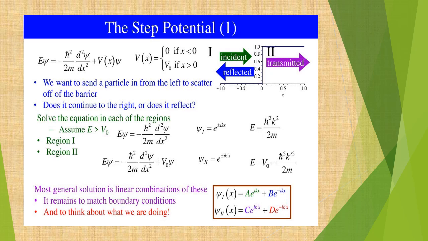Here are the equations for region 1 and 2 from the Schrodinger's equation, and the condition will be V of x equal to 0 and V naught. So at region 1 psi 1 and at region 2 psi 2 are represented here.